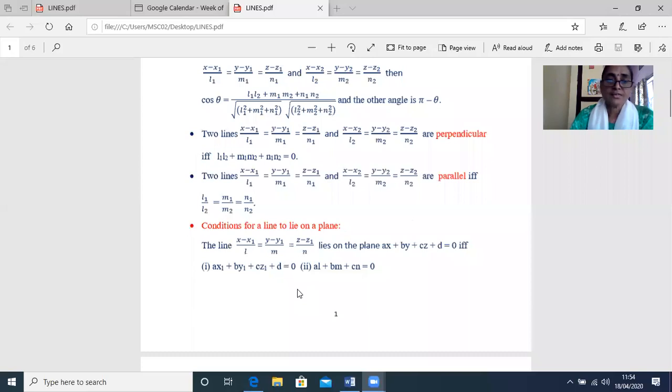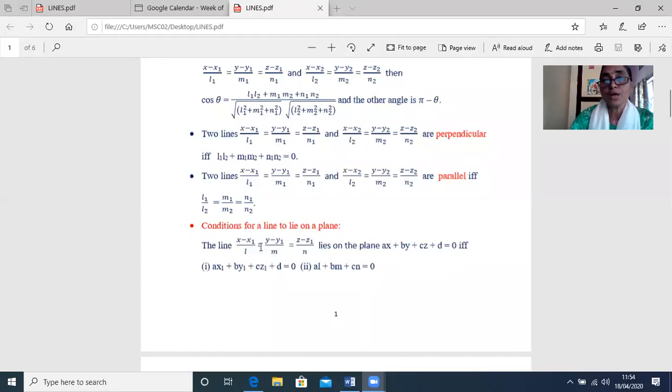Now, when do you say that a line lies on a plane? Or how will you confirm that a line lies on a plane? There are 2 conditions, girls. See, if you have a line in this symmetric form, this line is passing through the point x1, y1, z1. When this line lies on the plane, that point also lies on the plane. So, automatically, the point satisfies the equation of the plane. That is why the first condition is A x1 plus B y1 plus C z1 plus D is equal to 0.